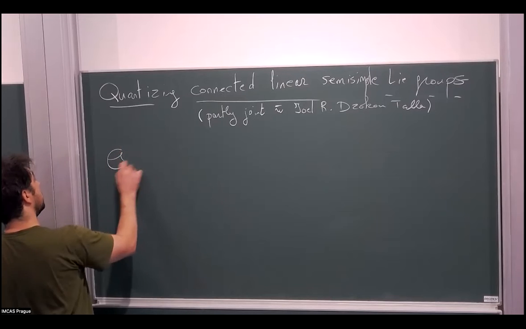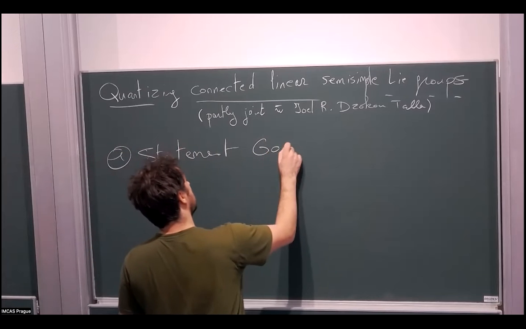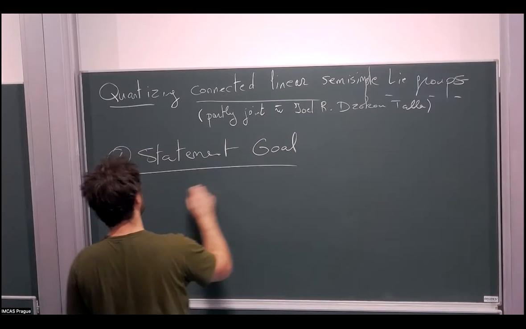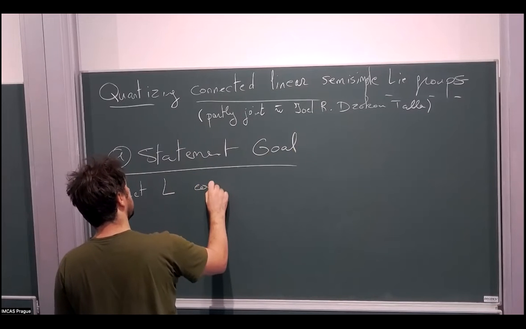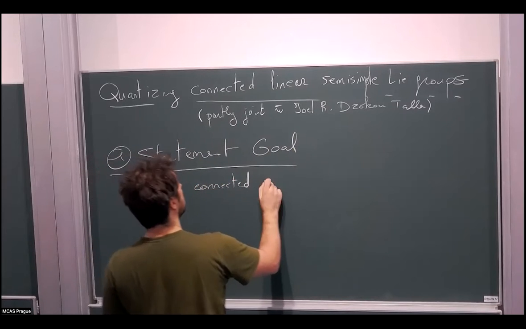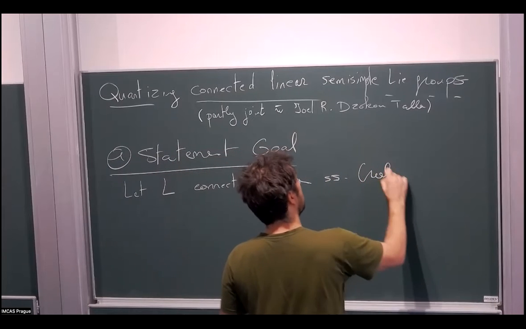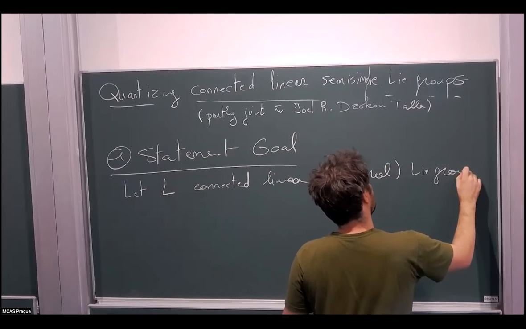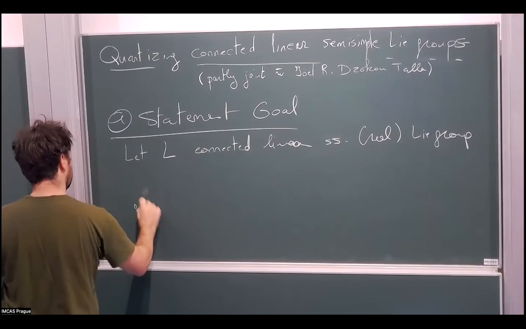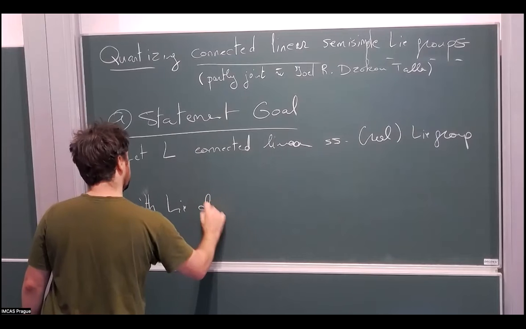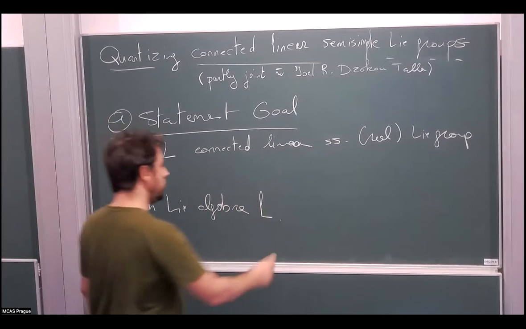So let me be a bit more precise in what I mean by this. If I have L, this will be one of these objects, a connected linear semi-simple real Lie group, and I'll explain what this means in a moment, with Lie algebra L. You can think of the following examples.